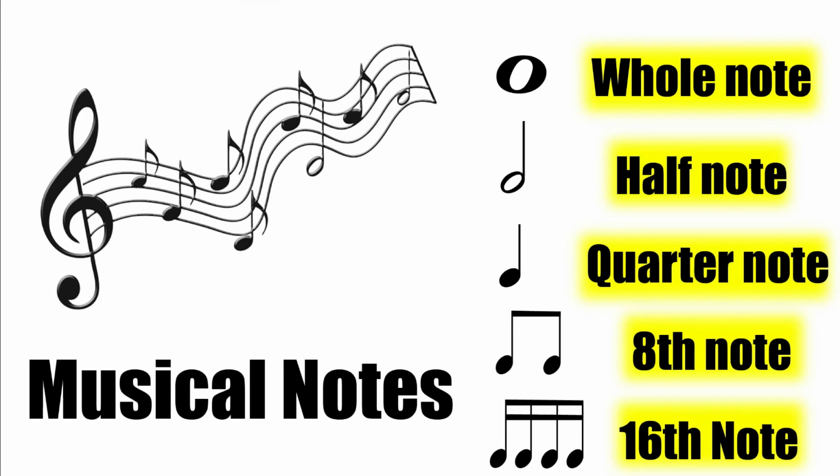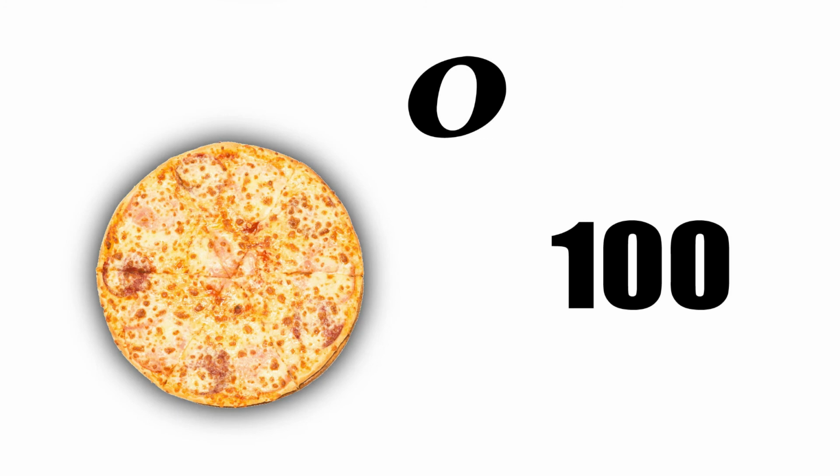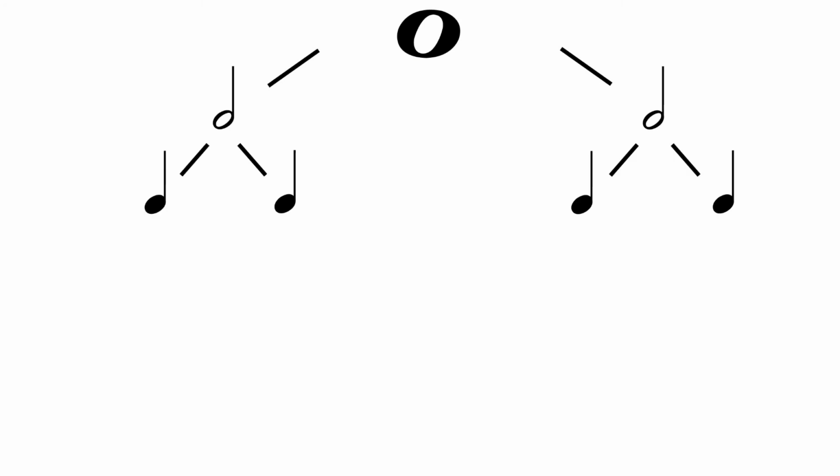Musical notes are symbols to tell the player how long or short a note is. In this rhythm tree, the whole note represents the longest note and the 16th note represents the shortest. So think of the whole note as the number 100 or the large pizza in the examples we discussed. If we take the whole note and divide it into two equal parts, the results are two half notes. Take the two half notes and divide each into two equal parts. The results are now four quarter notes.